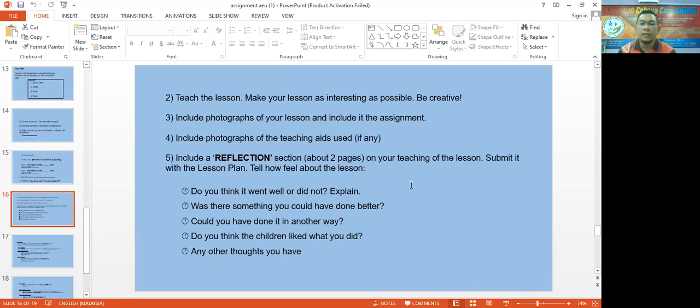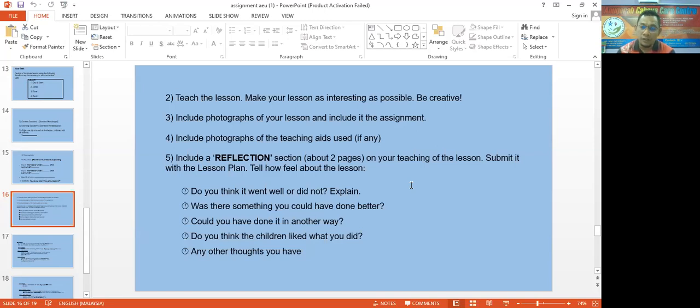Include photographs of your lesson in your assignment. Make sure you take a few photos. Don't take too many; two or three is already enough. Include photographs of the teaching aids, what you use for the lesson, and include the reflection, about 2 pages. You need to write the reflection.